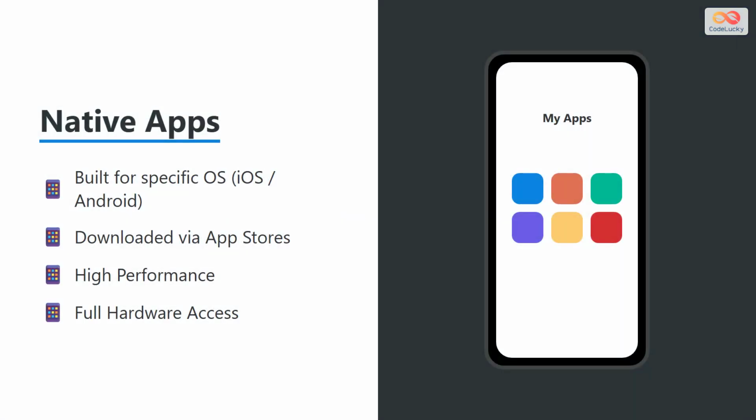First, let's define native apps. These are applications built specifically for a mobile operating system, like iOS or Android. You download them from the App Store or Google Play Store. Think of apps like Instagram or Spotify. They are powerful because they live directly on your phone.